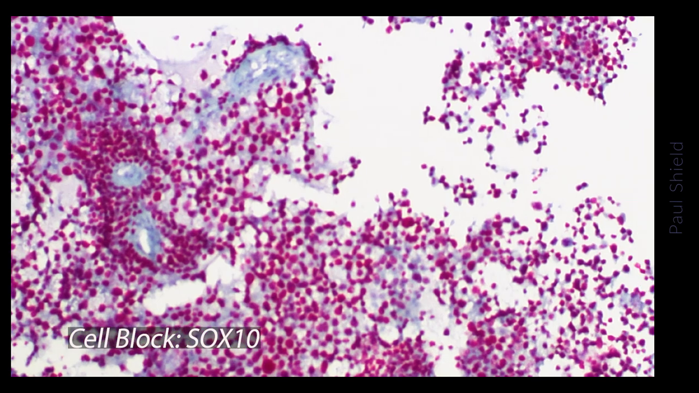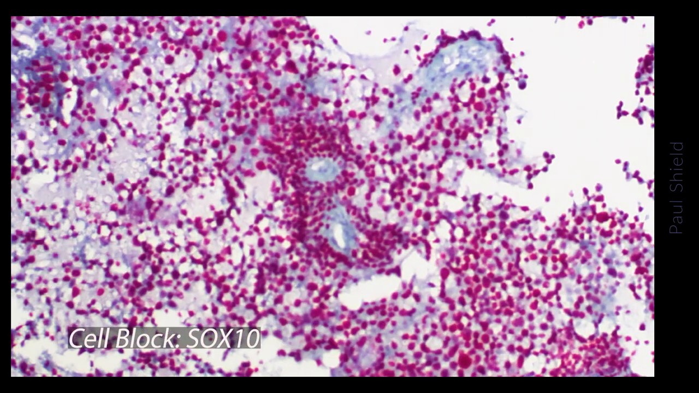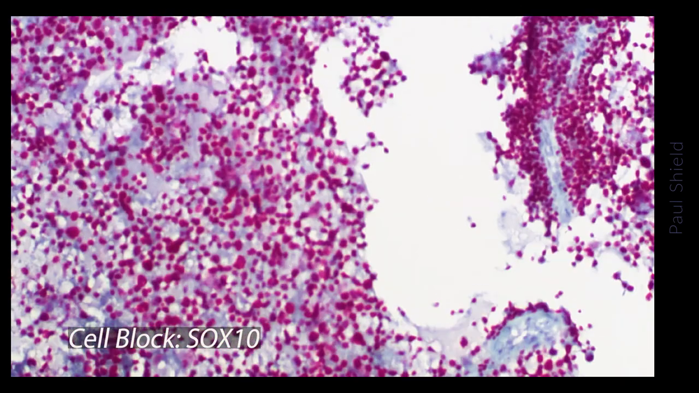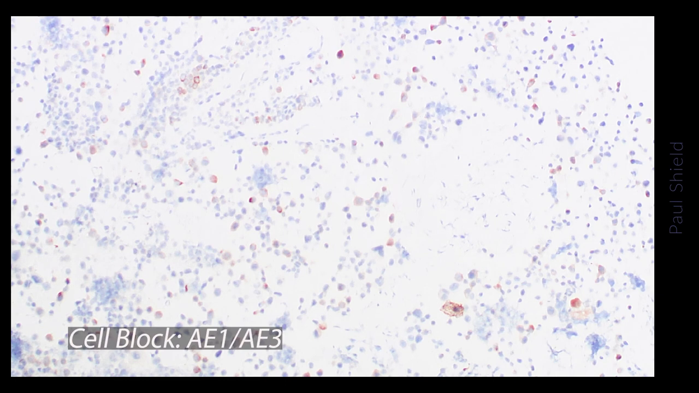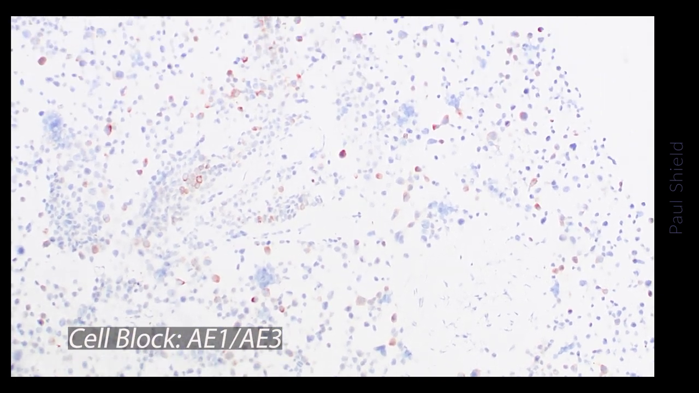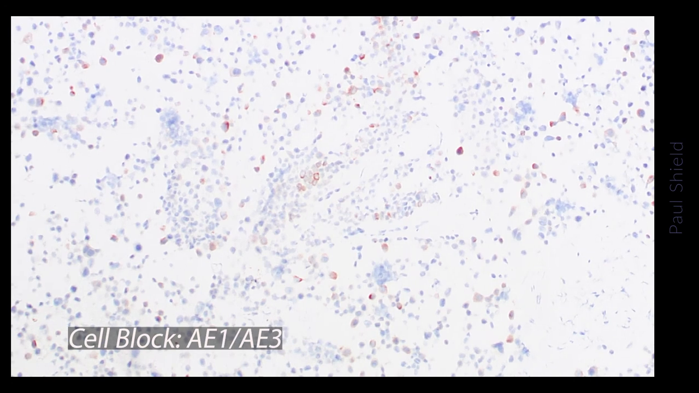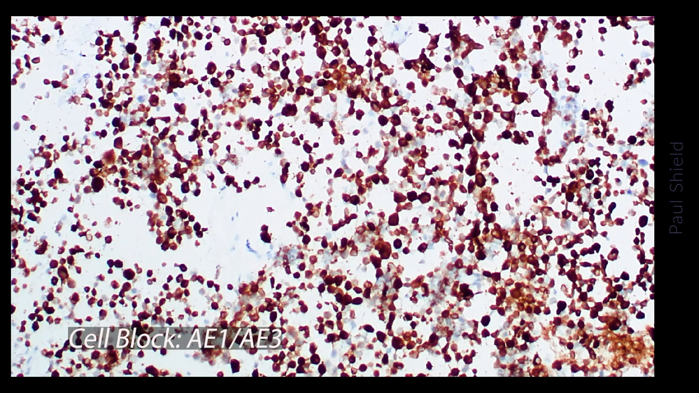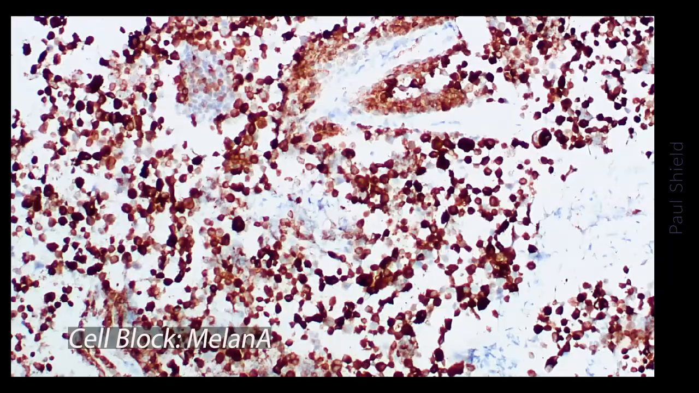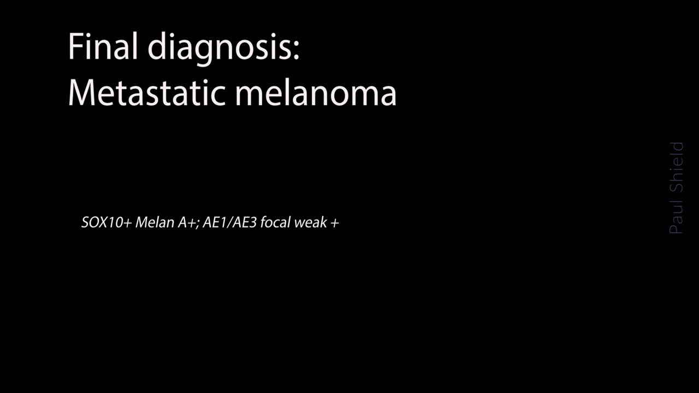And then we did a range of immunostains on this. I'll just show you a couple of those. This is the SOX10. It's a very sensitive but not particularly specific marker for metastatic melanoma. You can see virtually all cells are positive for that. It's a red chromogen here. The cytokeratin showed just occasional focal weak staining, which you can sometimes get with metastatic melanoma. And then the Melan A showed quite strong staining in all the cells. So again, that's consistent with metastatic melanoma.